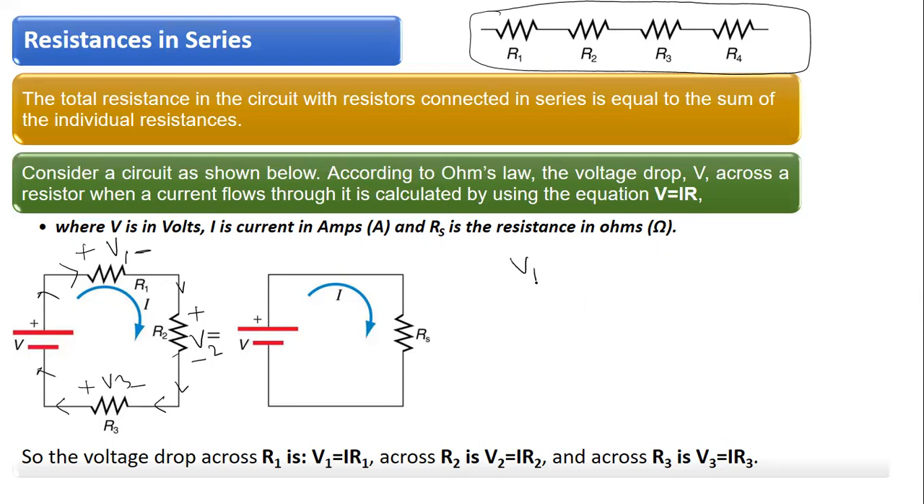So what is V1? V1 is equal to IR1. What is V2? V2 is equal to IR2. What is V3? V3 is equal to IR3. Now we know that in series, the applied voltage is divided across each element.